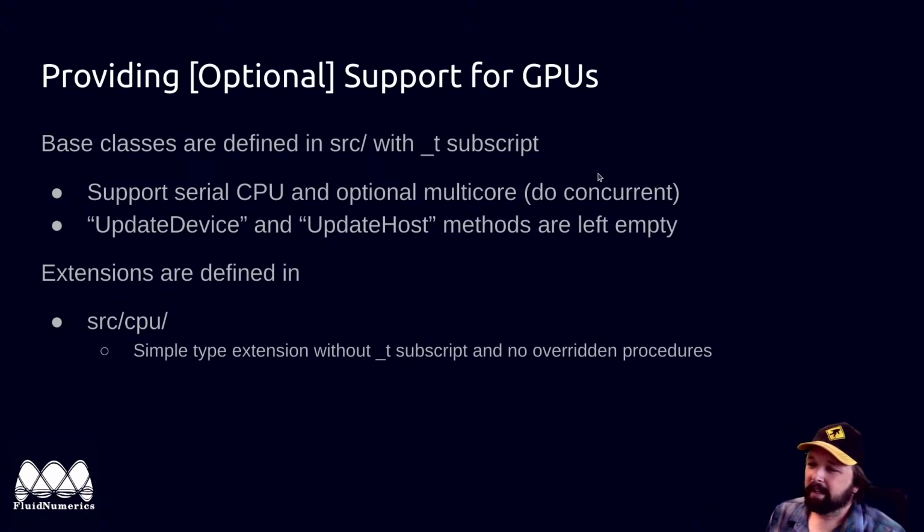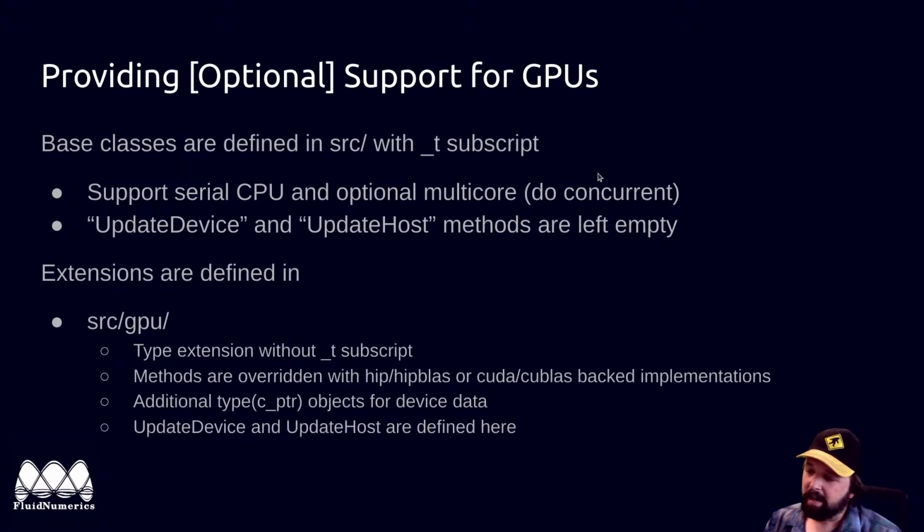When we do extensions specifically for CPU, really there's nothing to be done. We just do a type extension and remove the T subscript from the child class, and there are no overridden procedures. So in other words, we inherit everything from the base class. This is confusing. Again, when we look at the code, you'll see what I mean.